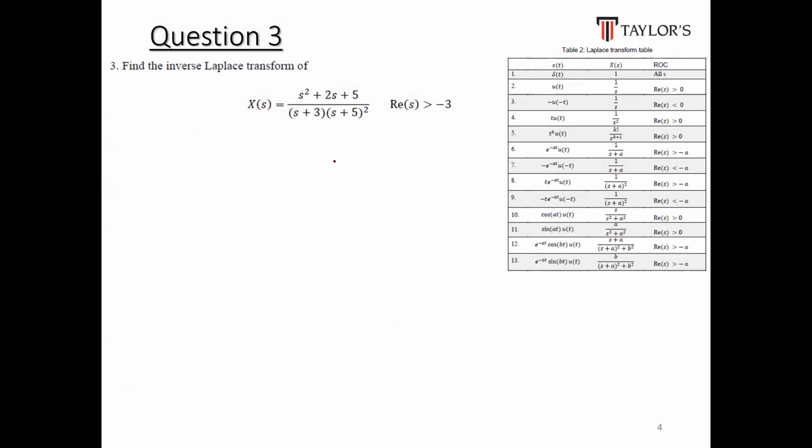Okay, now question 3. Inverse Laplace of this one. First, we need to do partial fraction to break this down. So let us try here. (s^2 + 2s + 5) over (s + 3)(s + 5)^2. So we can write it as A over (s + 3) plus B over (s + 5), because it's squared here, so we have another term, C over (s + 5)^2.